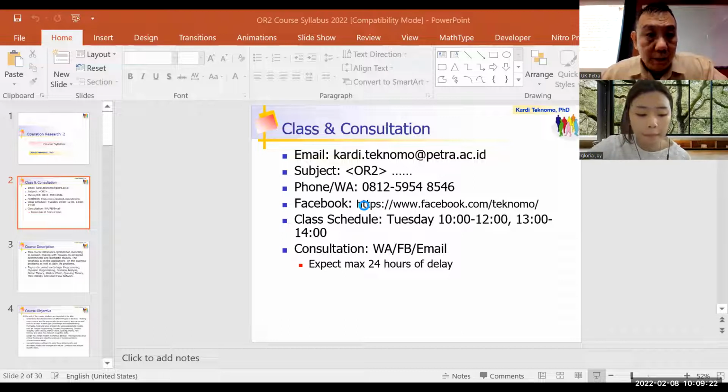So, the course objective. By the end of this course, I hope you can understand the characteristics of different types of decision-making environments and the appropriate decision-making approach and tools. There are many different tools for operation research, so I hope you can decide which tool you will use for which situation. That's the meaning of the first one.